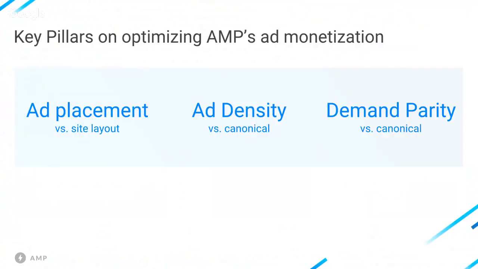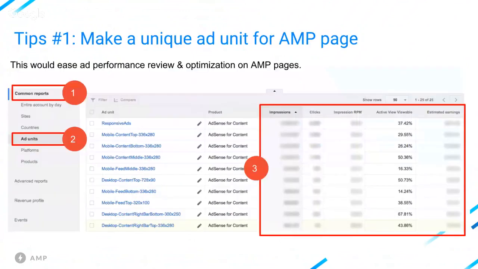So today I'll be sharing 5 tips, which encompass 3 key pillars in optimizing AMP ads. It's something to do with your ad placement, where you put your ad. It's something to do with the ad density, like the number of ads in your page. It's something to do with demand parity, making sure that your inventory is demanded equally.